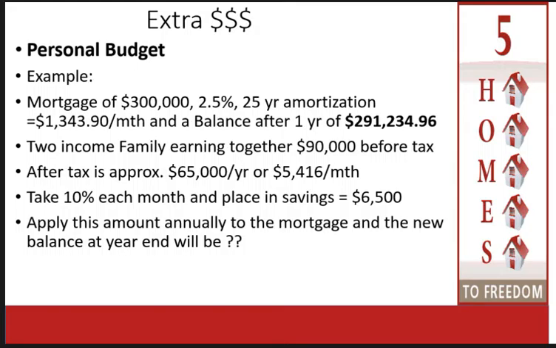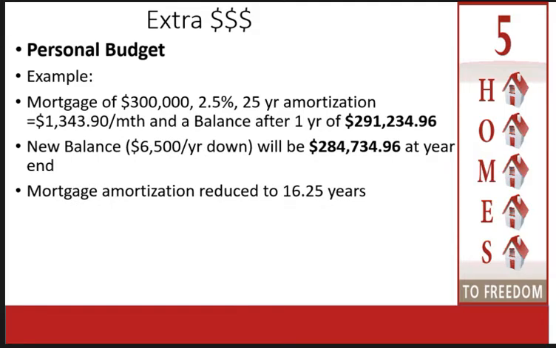Your after tax is going to be approximately $65,000 per year or $5,400 per month. If you were to take 10% of each month's income and place it in a savings account, at the end of the year you would have saved $6,500 additional dollars. Apply this amount annually to your mortgage, and the new mortgage at the end of the year will be quite surprising actually.